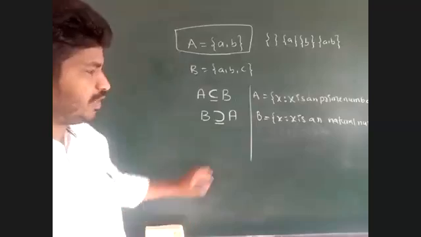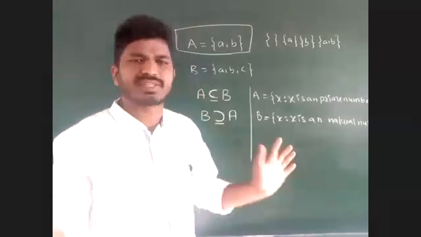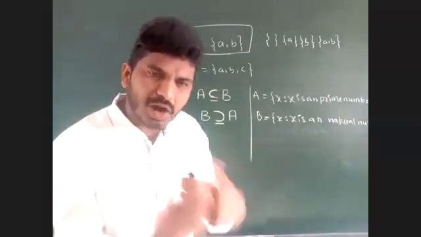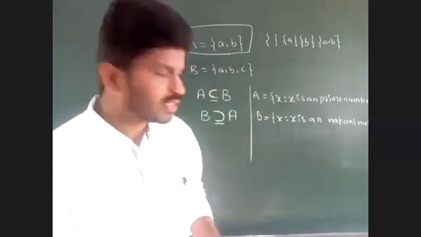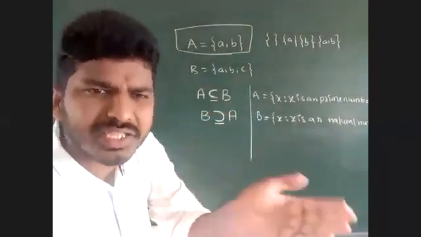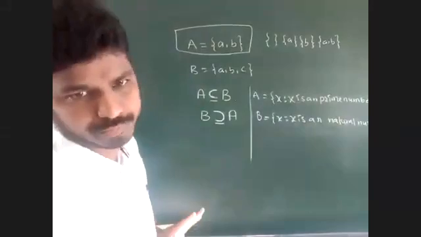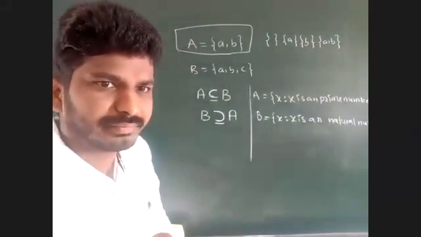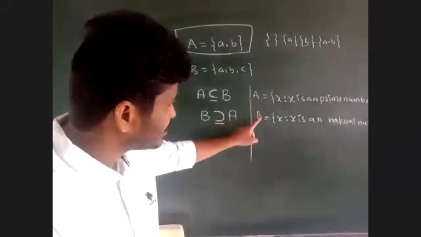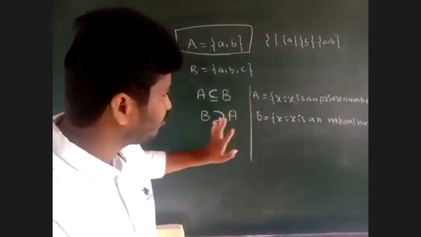Very good. If it is a subset, automatically it is a proper subset also, because except itself, remove itself, all remaining subsets are called proper subsets, right? So that's why if A is a subset of B, automatically A is a proper subset of B also. Is it clear? Yes, sir.